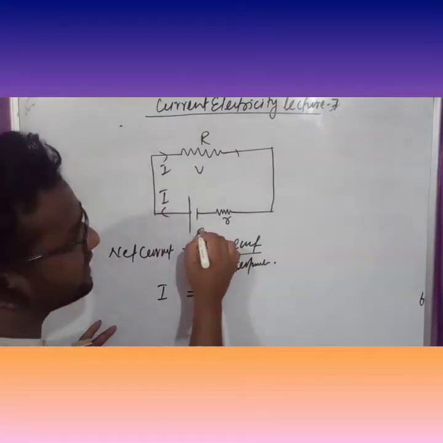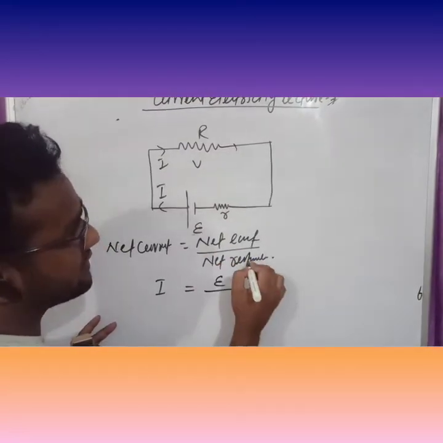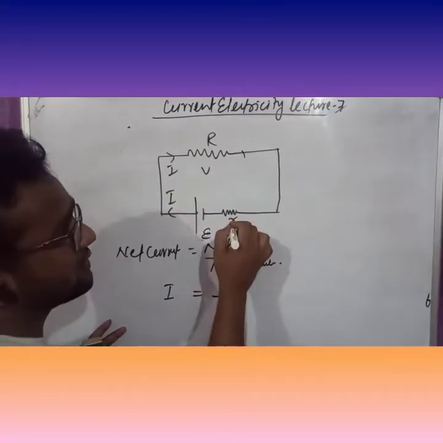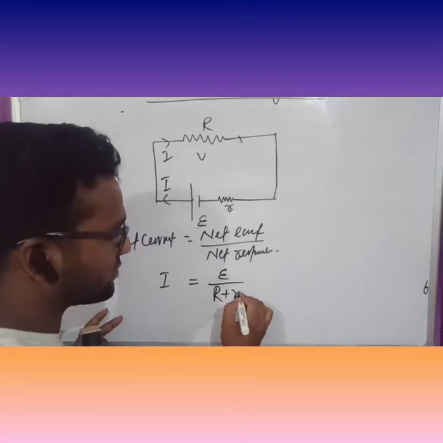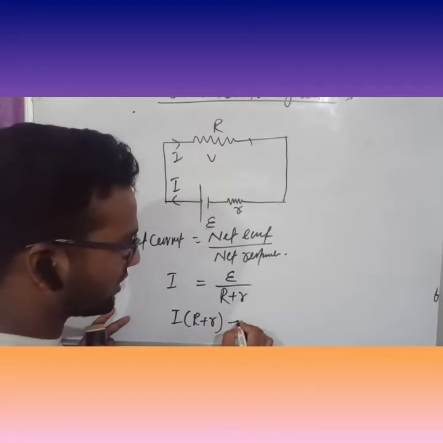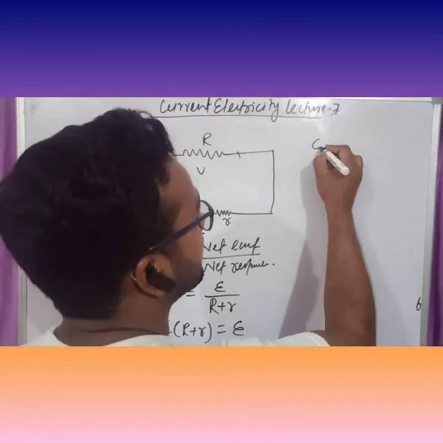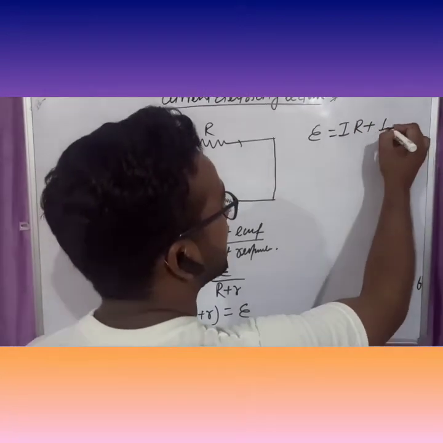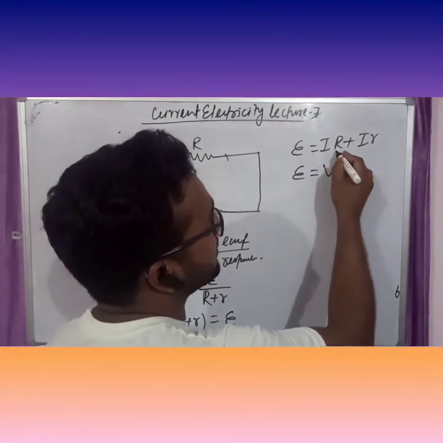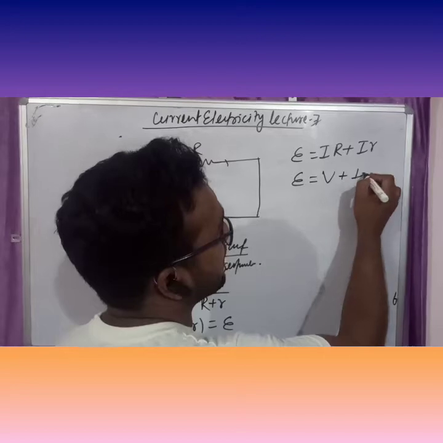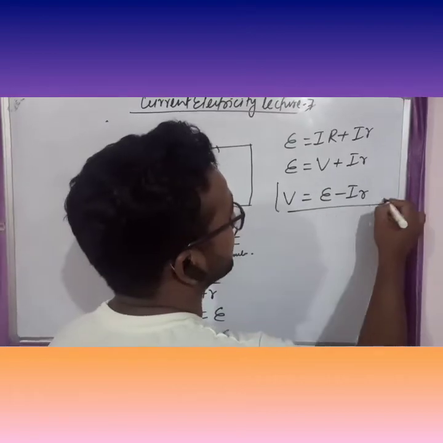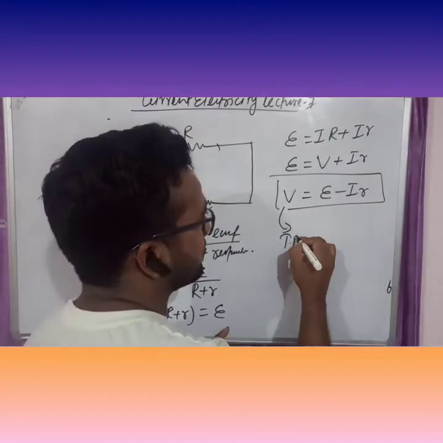So the net current is I, the net EMF is simply E, and the net resistance is this R and this small r in series. You remember, this capital R and this small r will be in series, so R plus r. Now cross multiplying, I times (R plus r) equals E. So we can write E equals IR plus Ir. Now from Ohm's law, V equals IR. Simply we can find V equals E minus Ir, and this is the terminal potential difference.